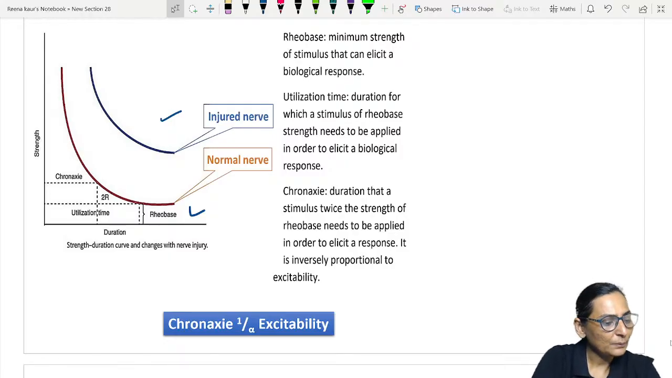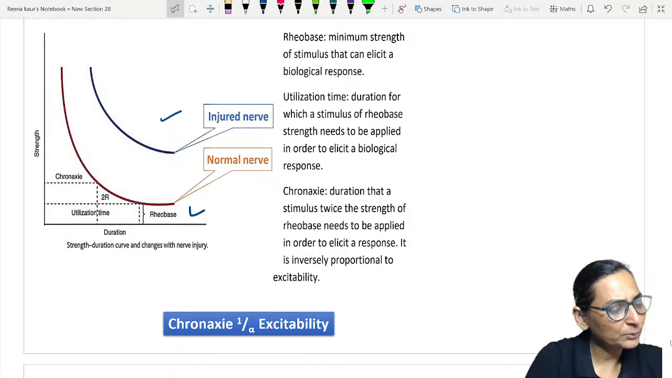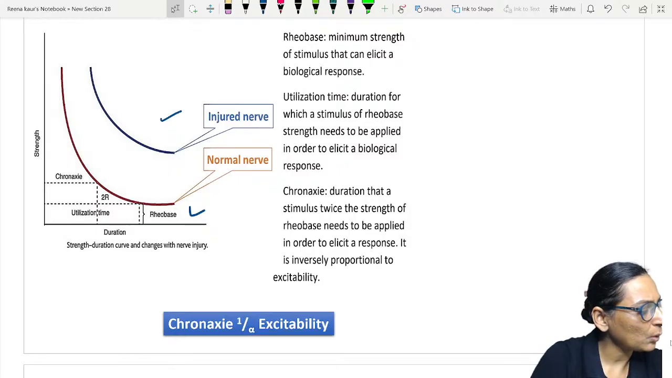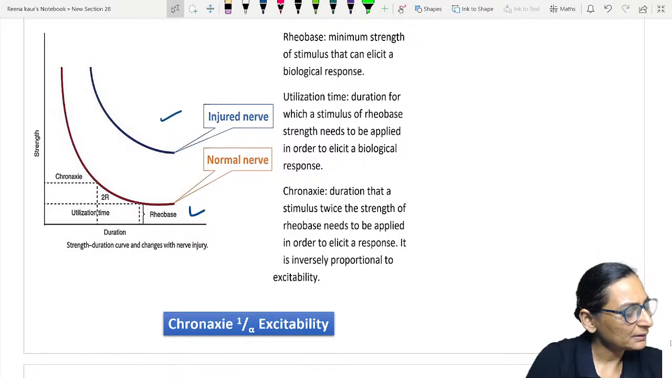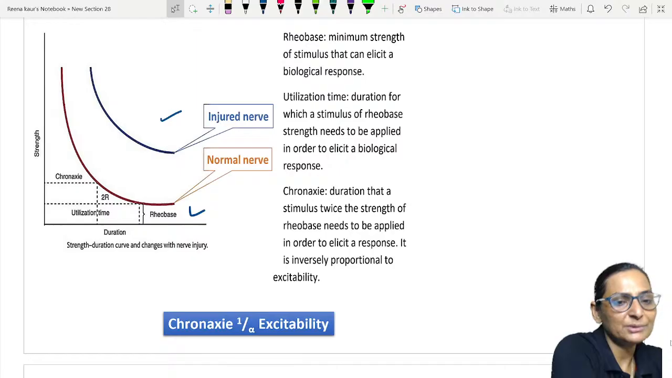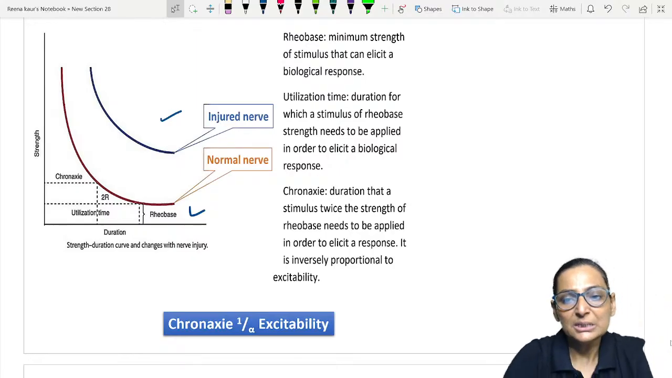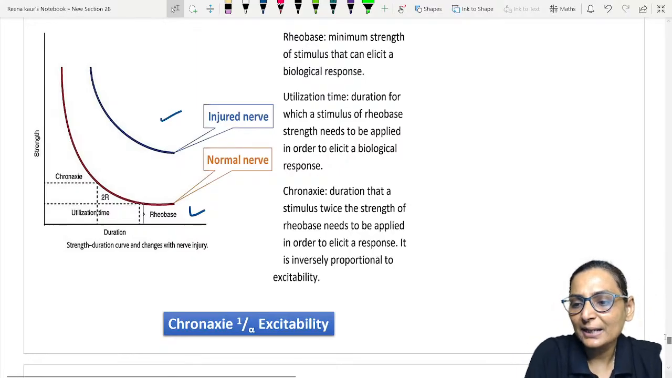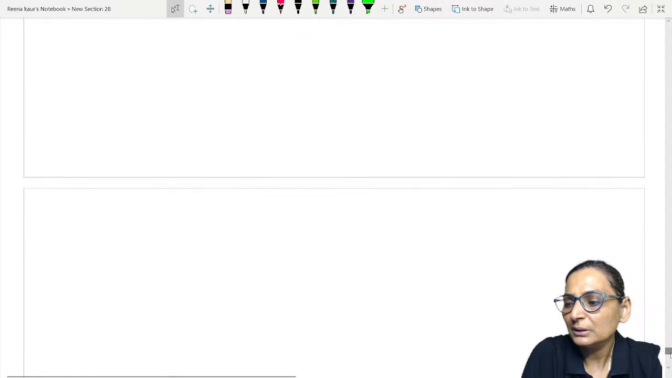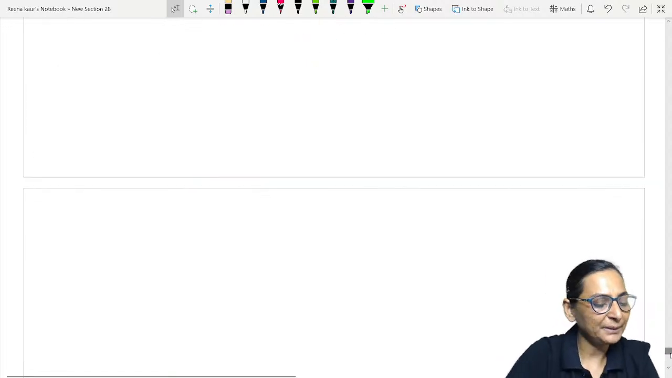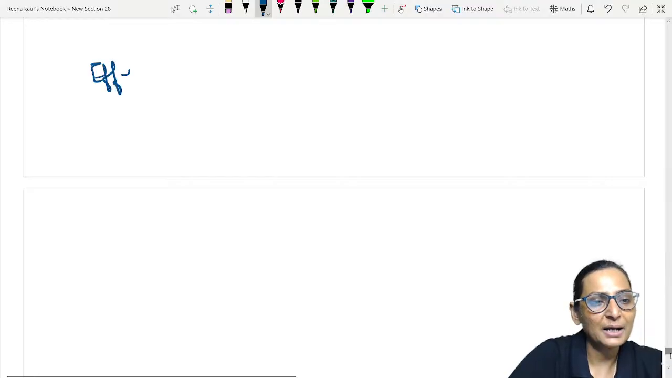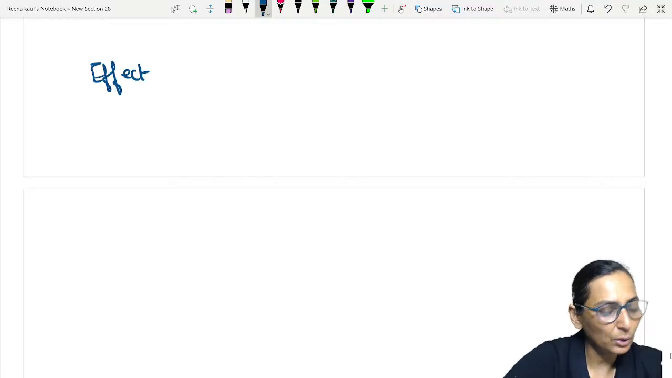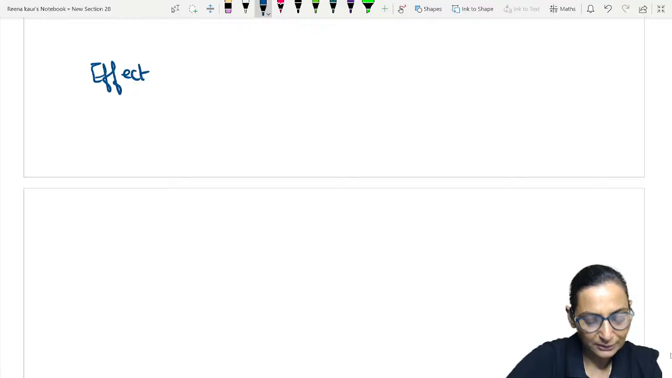Right? So I hope today we covered everything and you all understood: the resting membrane potential, then the action potential, the effect of ions. I'll also mention it over here so that the topic becomes complete. What is going to be the effect of ions on RMP or on action potential?